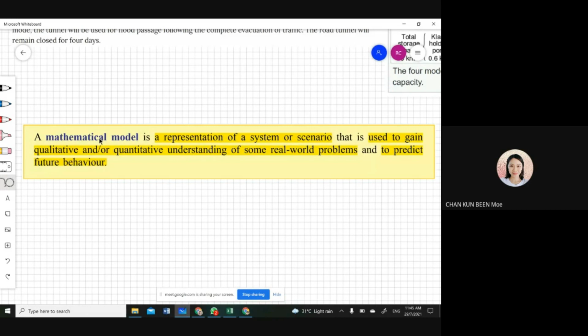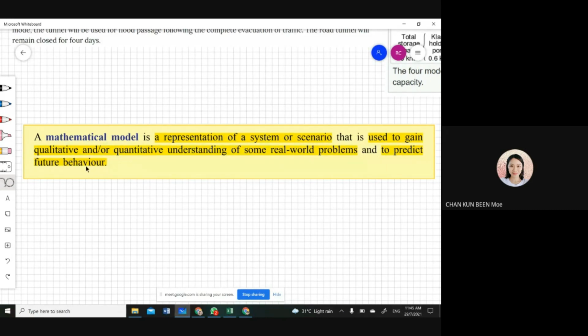A mathematical model is a representation of a system or scenario that is used to gain qualitative and or quantitative understanding of some real world problems and to predict future behavior.